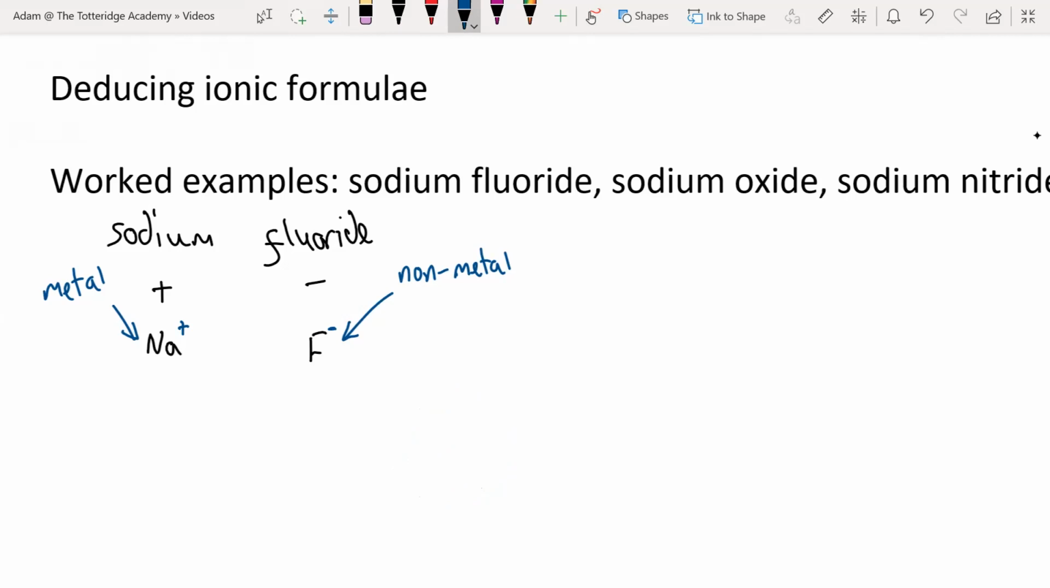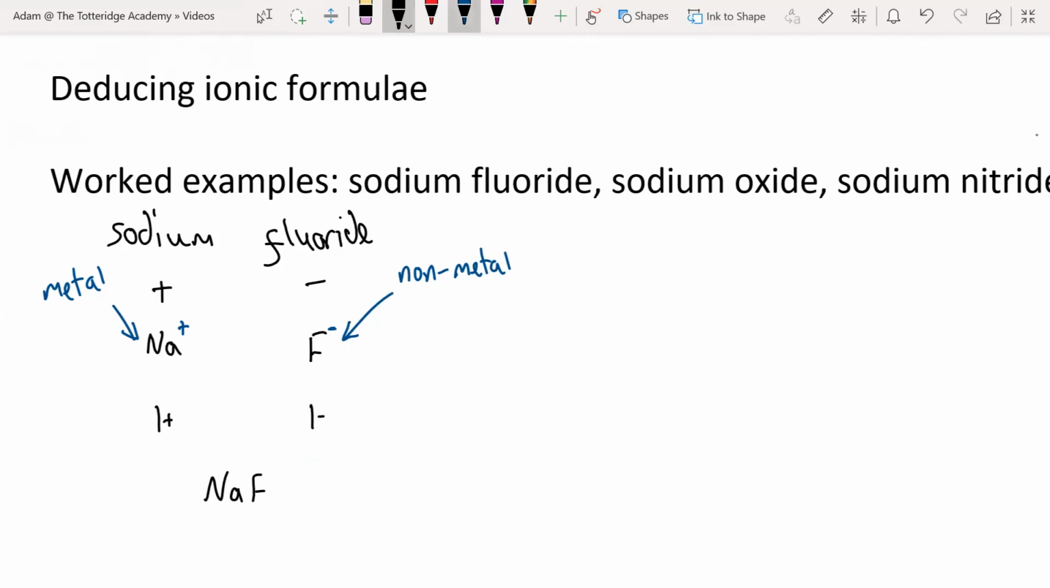Now, what I then like to do is add up the positives and the negatives. So on this side, I've got 1 positive, and on this side, I've got 1 negative. Now, that means they are very, very happy indeed, because you remember I said the positives need to add up to the negatives. If I've got 1 positive here and 1 negative there, nothing needs to be changed. So my formula here is NaF. So we can just put these together and I'll write NaF.